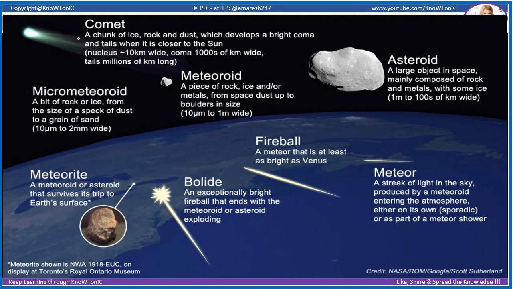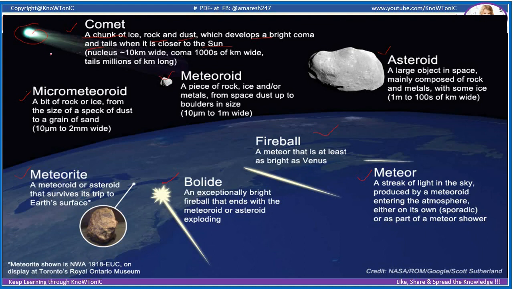Now this is a small slide which covers all these small things about comets, micrometeoroid, meteoroid, asteroid, and what they look like: fireball, meteor, bolide, and meteorite. So let us discuss one by one. I have told you about comets. A comet is also a chunk of ice, rock and dust, which develops a bright coma and tails when it comes closer to the sun.